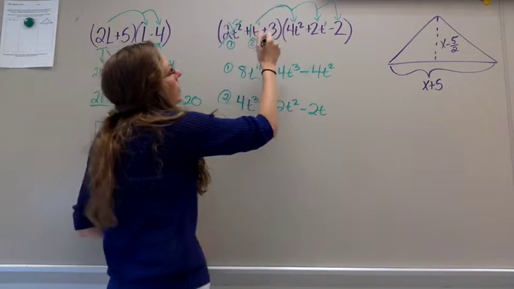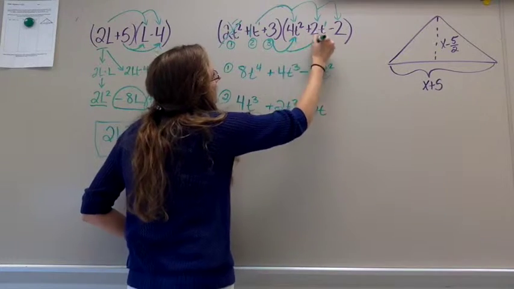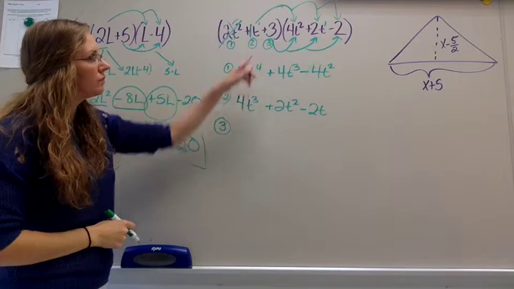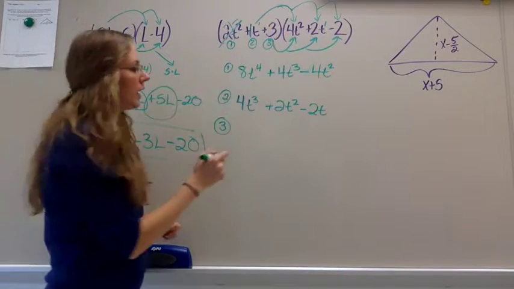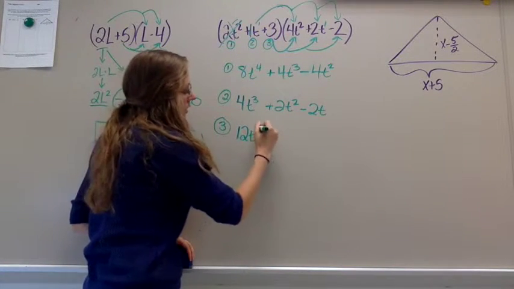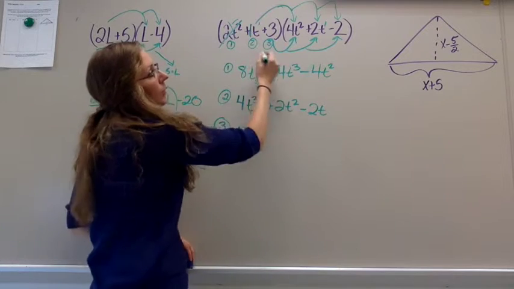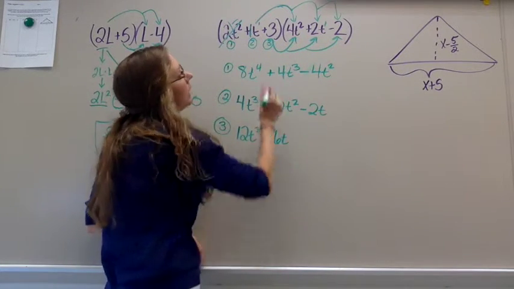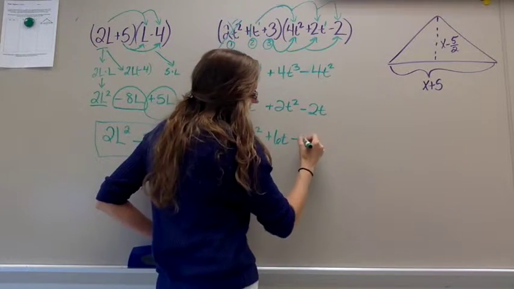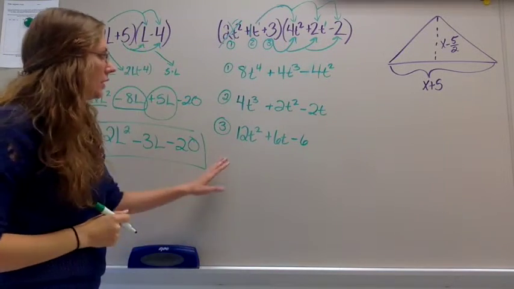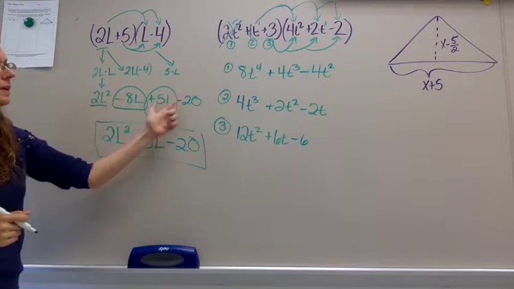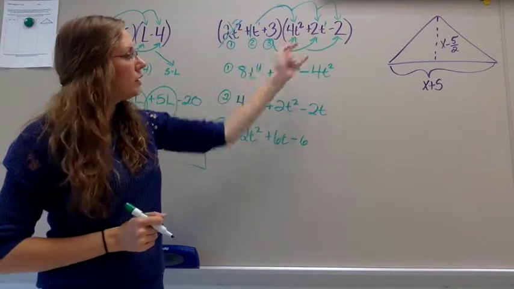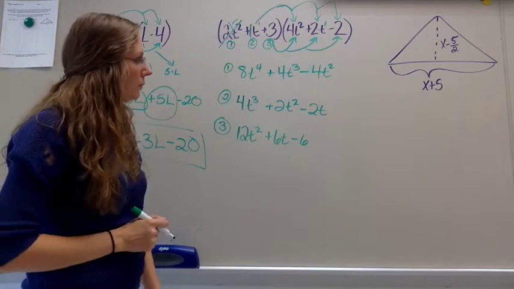Lastly, I'm going to take my third piece now. I'm going to send it to my first, my second, and my third chunks of my second trinomial. 3 times 4t squared is 12t squared. 3 times 2t is a positive 6t. And then 3 times negative 2 is a negative 6. Now, just like here, I have all my pieces. I've multiplied everything by everything else. Trinomial by trinomial is going to have 9 parts you're comparing.